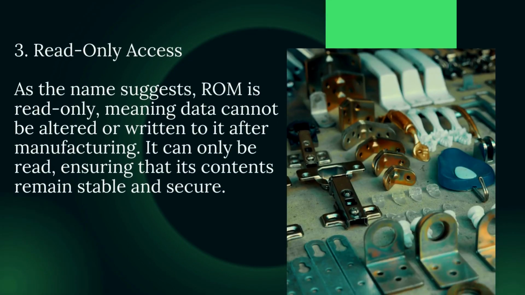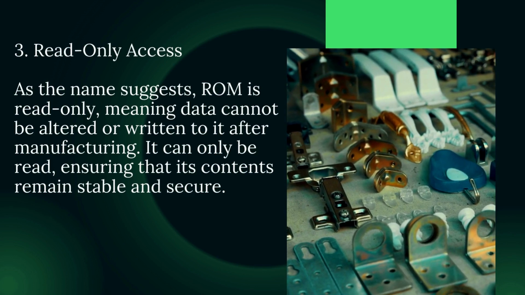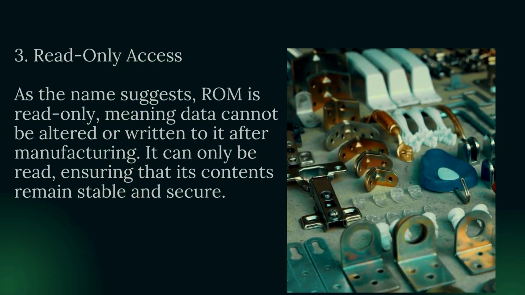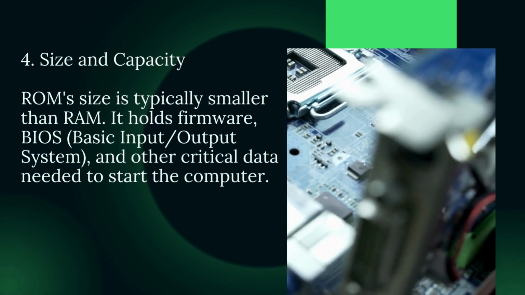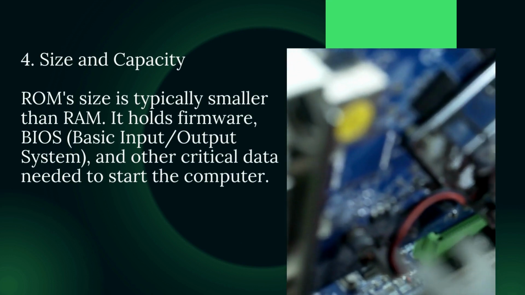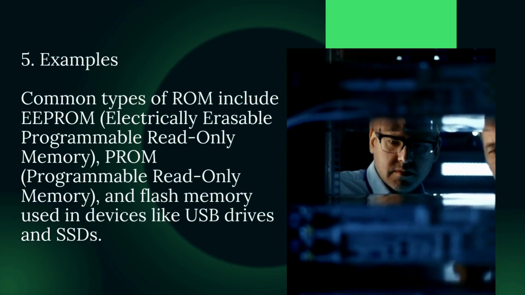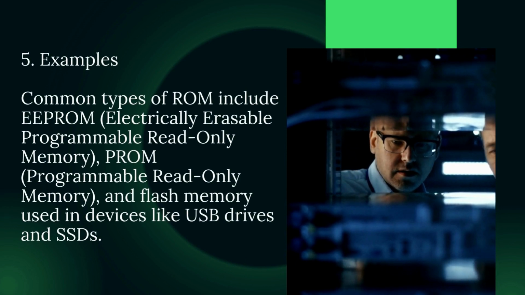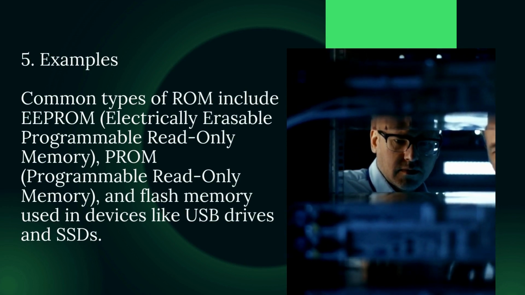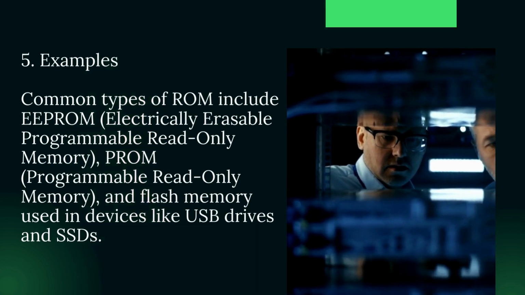3. Read-only access. As the name suggests, ROM is read-only, meaning data cannot be altered or written to it after manufacturing. It can only be read, ensuring that its contents remain stable and secure. 4. Size and capacity. ROM's size is typically smaller than RAM. It holds firmware, BIOS, basic input output system, and other critical data needed to start the computer. 5. Examples. Common types of ROM include EEPROM, electrically erasable programmable read-only memory, PROM, programmable read-only memory, and flash memory used in devices like USB drives and SSDs.